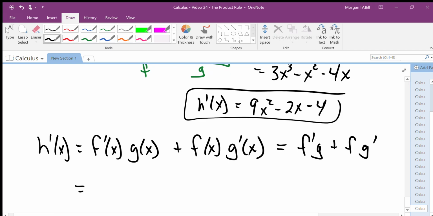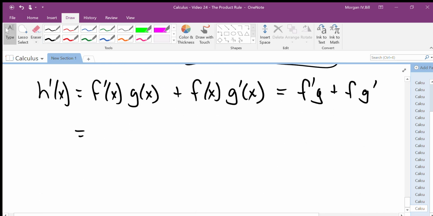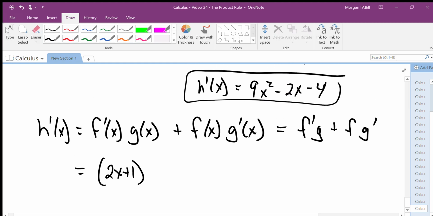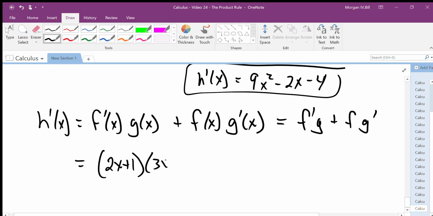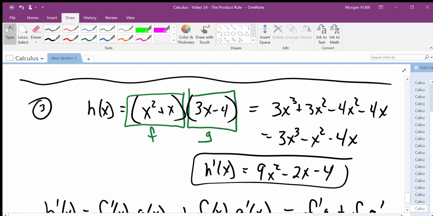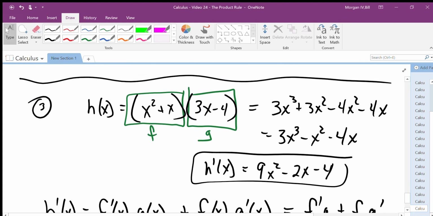So we have is equal to the derivative of the first. Our first is x squared plus x. Its derivative would be 2x plus 1. So we have in parentheses 2x plus 1. Make sure you keep the parentheses. Times the g. The g was 3x minus 4, so we will keep 3x minus 4. Plus. We will leave the original f function, which was x squared plus x, times the derivative of the g function. The g is 3x minus 4. Its derivative would just be 3.